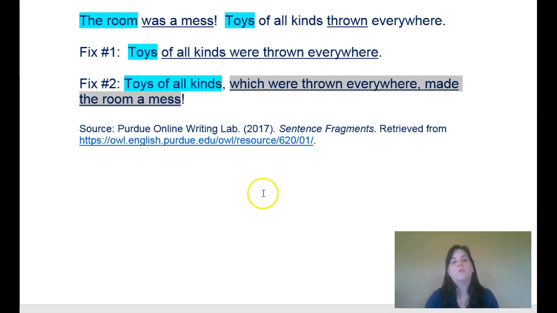So as you can see, when we connect one fragment to a complete sentence, we don't necessarily have to put it at the end of another sentence. It can go at the beginning or in the middle of the complete sentence too.